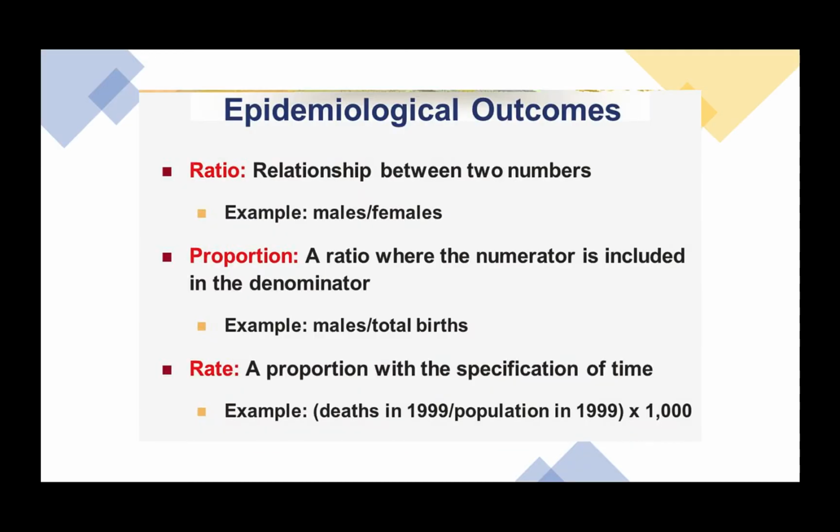Some other key terms to understand epidemiological outcomes. So a ratio is just a relationship between two numbers. For example, how many males are impacted by this disease and how many females. A proportion is a ratio where the numerator is included in the denominator. How many males total were born? The rate is a proportion with a specified period of time. So how many deaths occurred in 1999?